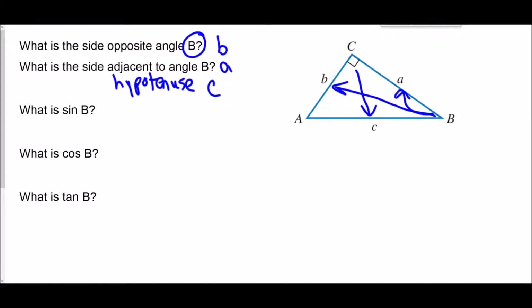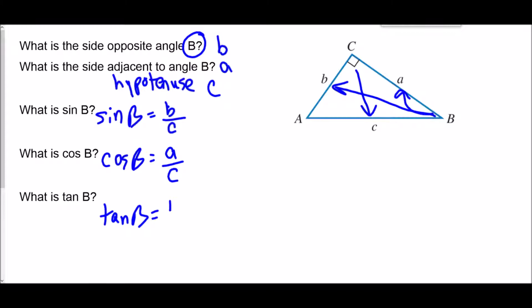So what is the sine of B? Sine is always the opposite side over the hypotenuse. So here the opposite side is B, and the hypotenuse is C. Cosine of B, cosine is adjacent over hypotenuse, so the adjacent side is A, and the hypotenuse is C. Tan is opposite over adjacent, so opposite is B, and the adjacent is A. So those are our answers.